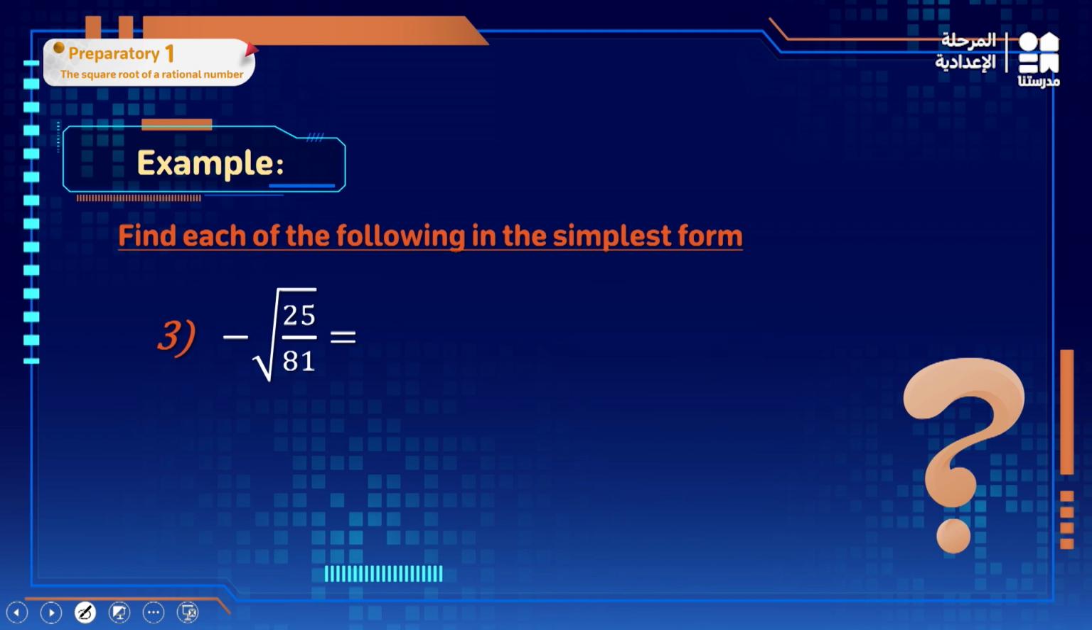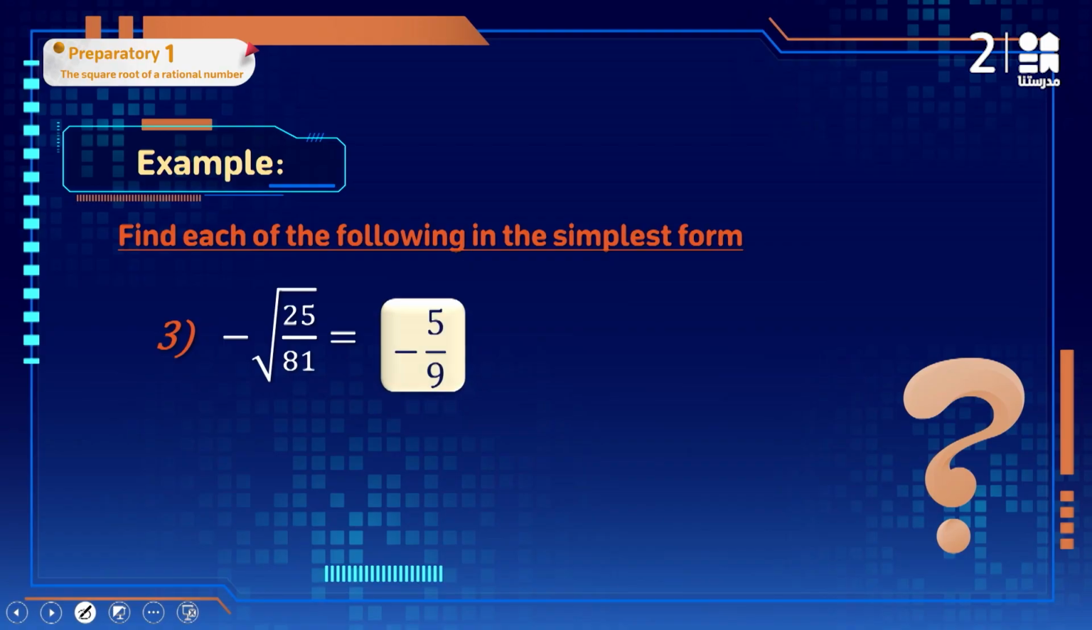Number 3, negative the square root of 25 over 81. Also do the same: the square root of the numerator and the square root of the denominator, and don't forget this sign which is outside of the square root. So it is negative 5 over 9. The square root of 25 is 5. The square root of 81 is 9, because 9 times 9 is 81.